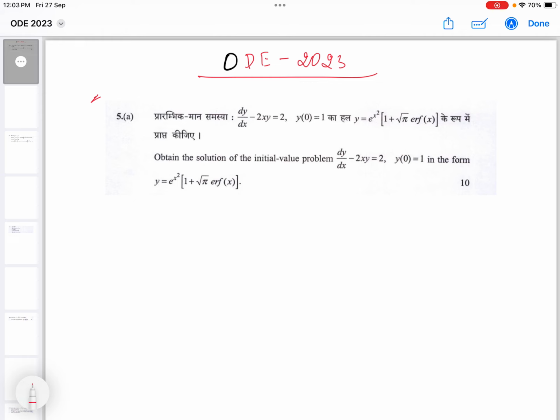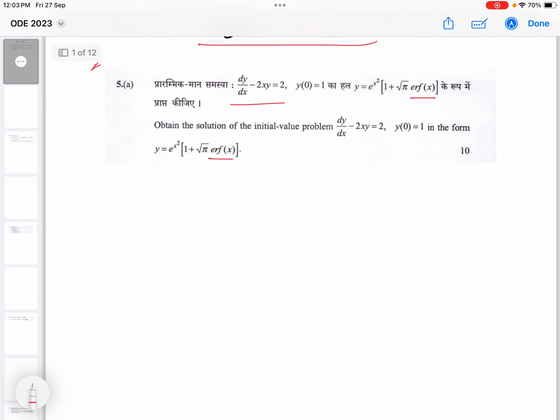The first one is basically about the error function. So this is the error function. We define the error function of x as 2 by root pi integration from 0 to x of e raised to the power minus t square dt. With respect to t, we are integrating e raised to the power minus t square, and the limit of integration goes from 0 to x. This was the main thing that we need to know in order to come to the final solution.